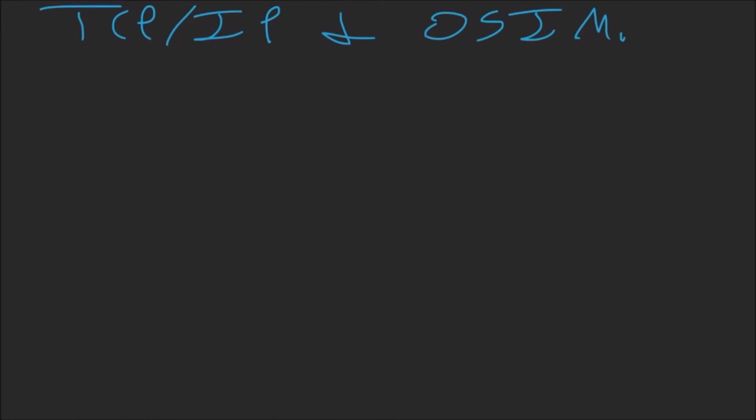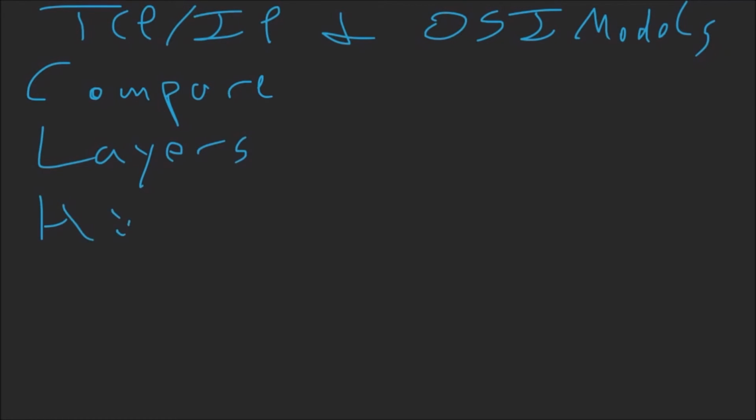So today we talked about the TCP IP model and the OSI model. We compared them to each other. We identified each layer, we talked about the history, and we talked about why we use them.